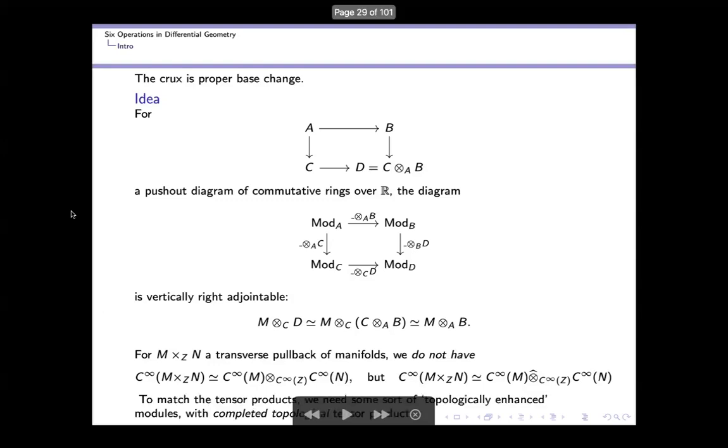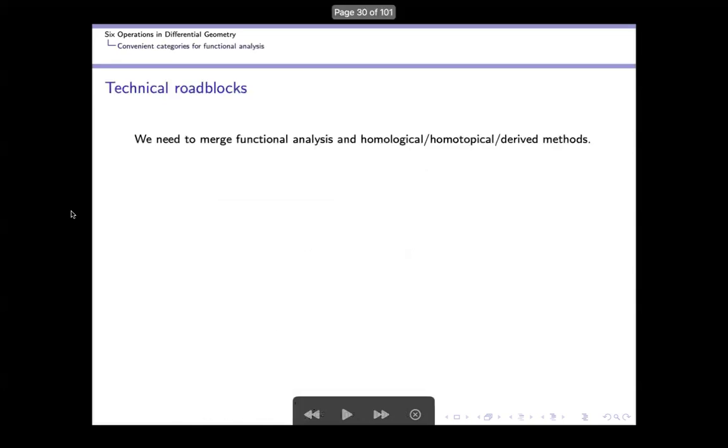So how do we do this? To match these tensor products, we need some sort of topologically enhanced modules. Now the problem that we're facing is that we have to merge structures in functional analysis, something like complete topological vector spaces and complete tensor products. Well, there are a lot of tensor products: there's injective and projective tensor products. We have to merge this with higher categorical methods. And historically, this is sort of a fraught marriage.